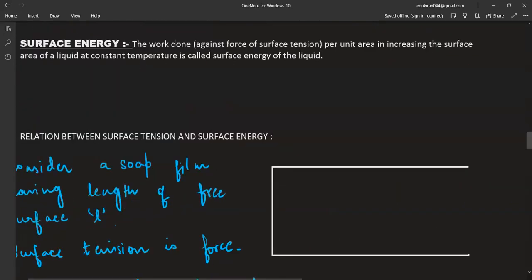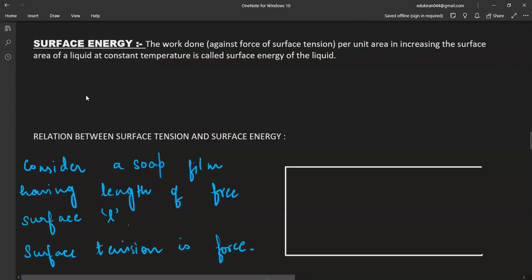Let's start with surface energy. So surface energy basically is the work done in order to increase the area. Just roll up this once. Yes, Harsha? Just roll up this once. Yes, yes.